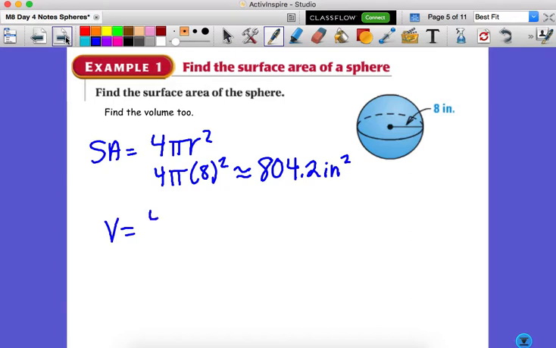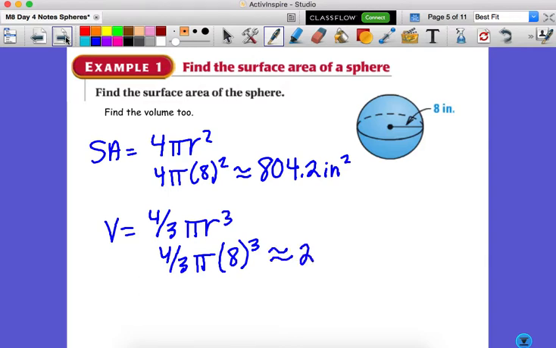As far as volume goes, we've got 4/3 pi r cubed. Unfortunately, this is going to be one of those formulas that you're just going to have to memorize. Like I said, though, you're welcome to look up some videos as to where this is coming from if you're interested. So 4/3 pi r cubed. Again, it doesn't say to leave it in terms of pi, so I'm not going to do that. And we end up with approximately 2,144.7 cubic inches.